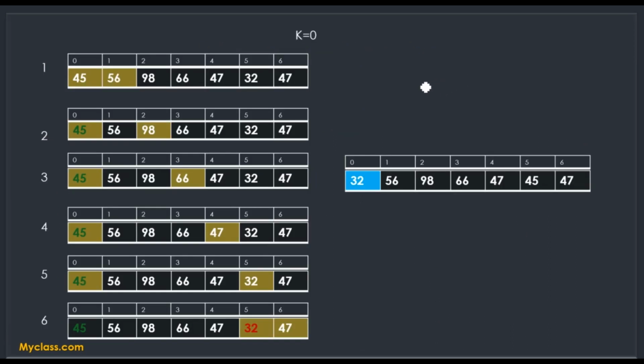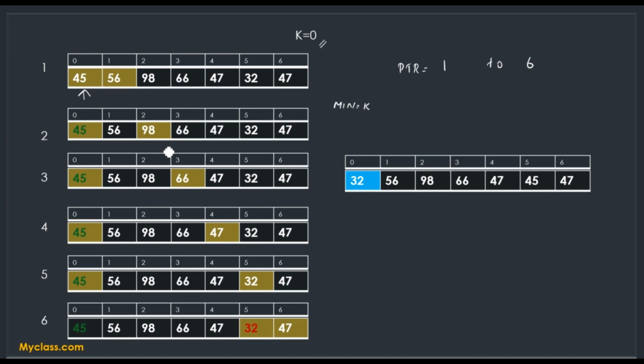When K equal to 0, our inner loop is working 6 times, with the PTR value from 1 to 6. What we are checking inside the inner loop is which one is smaller, 45 or 56. Here, first we are assuming that 45 is the smallest element. Like that, we are starting. That is, we are setting min equal to K. So here min, K equal to 0.